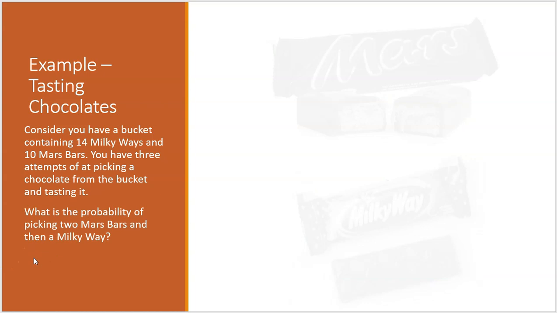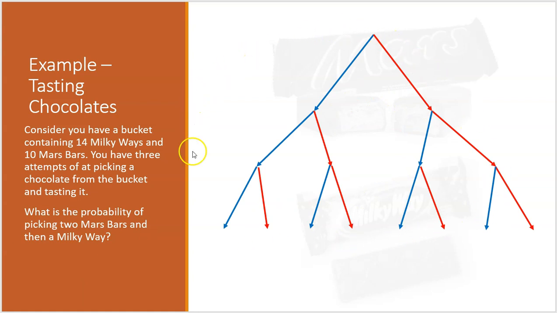Now, what is the probability of picking 2 Mars bars and then a Milky Way? So let's draw the tree diagram. Over here I've got the tree diagram drawn up. The arrows drawn in blue represent picking the Milky Way, and the red arrows are when we pick the Mars bars. Now what we need to do here is add the probabilities.